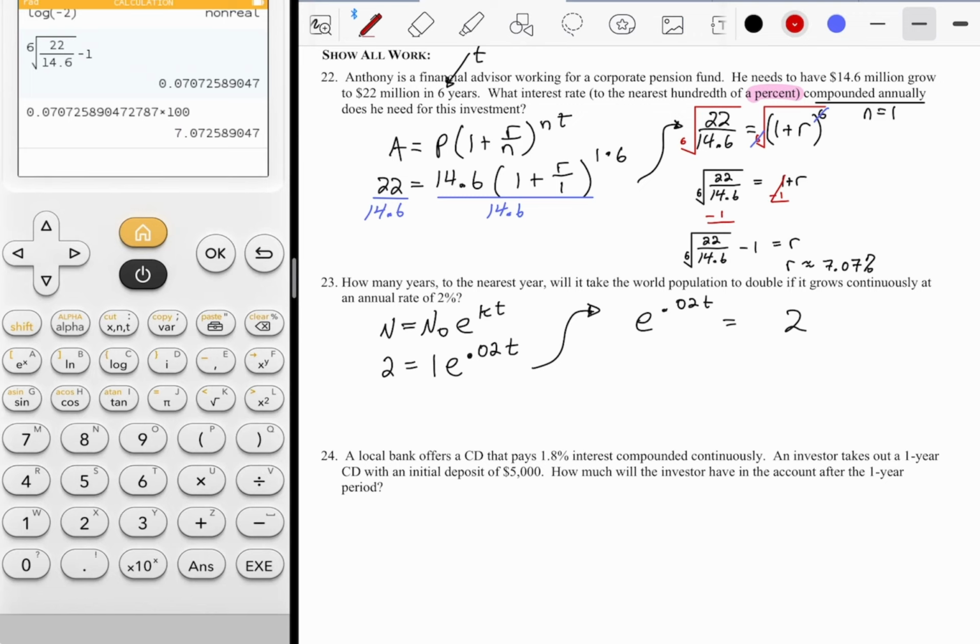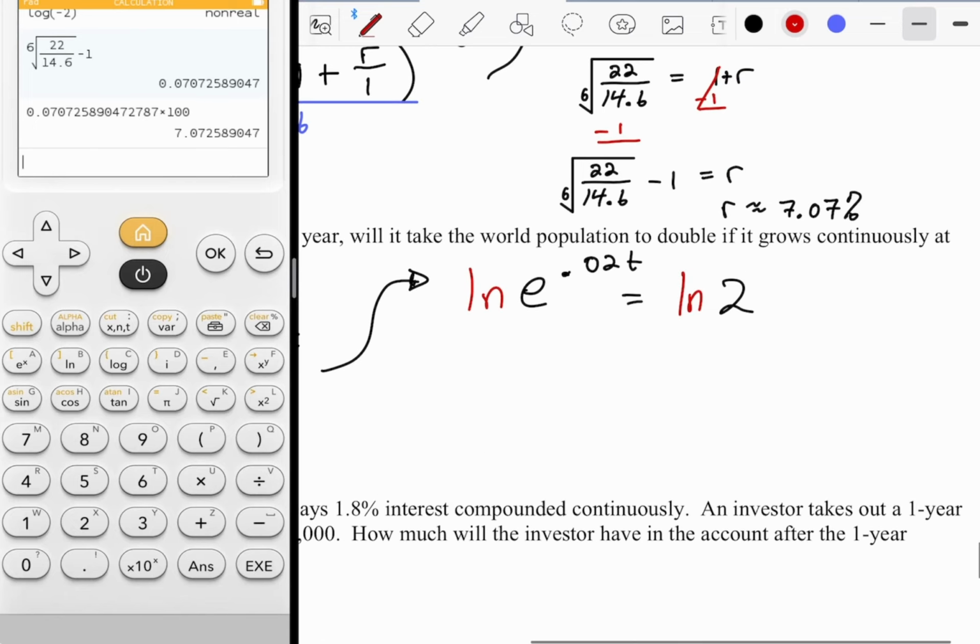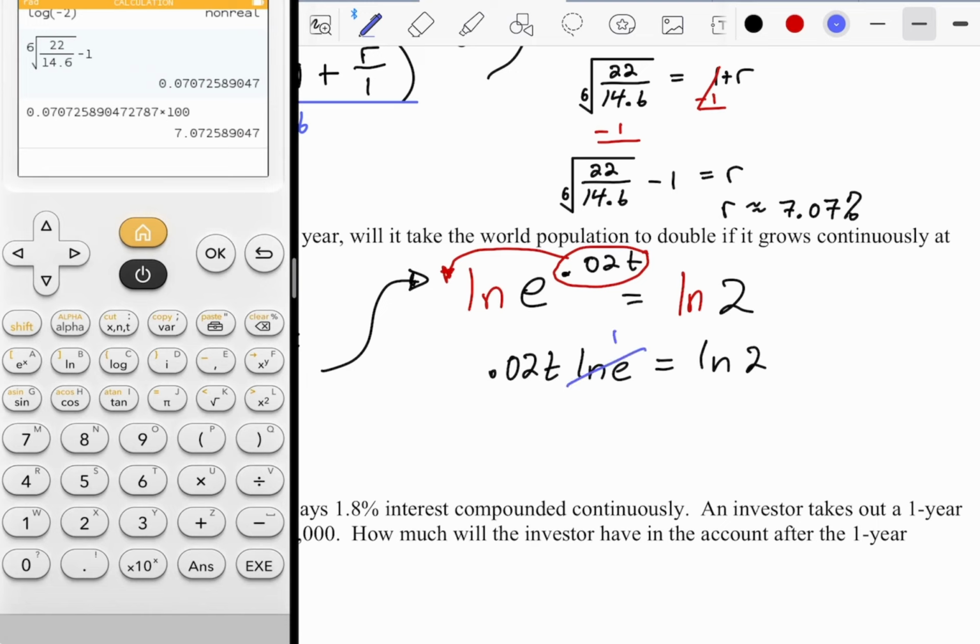To release a variable from an exponent, one approach I could use would be to take the natural log. Again, the reason it's natural and not common is because of the presence of a base e. That allows me to hop the log, so this 0.02t comes down and becomes a coefficient. So 0.02t ln of e is equal to ln of 2. ln of e, we talked about this before, cancels to a 1. So now I have 0.02t equal to ln of 2.